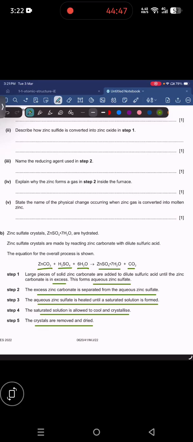We will not wash with water. If we wash with distilled water, the crystals will dissolve. Why? Because this is a soluble salt, not an insoluble salt. Only for an insoluble salt do we have to do the washing.